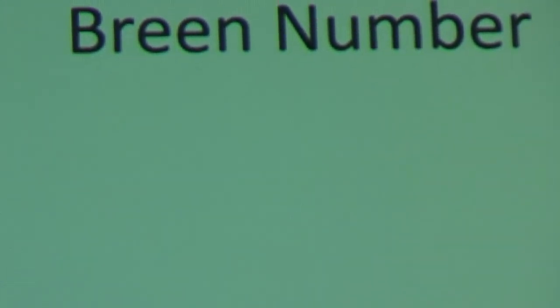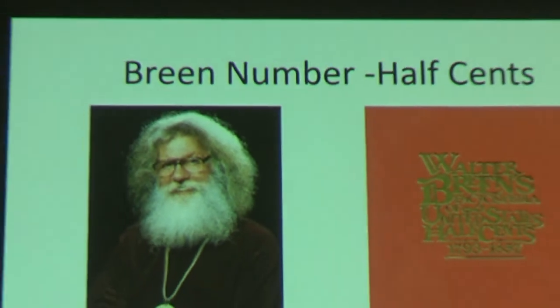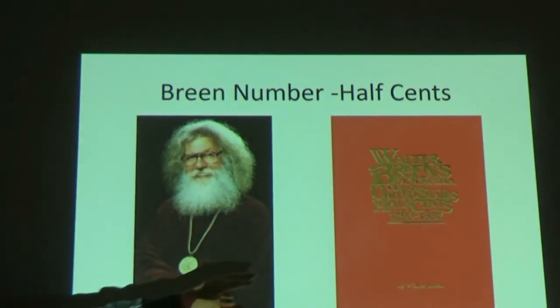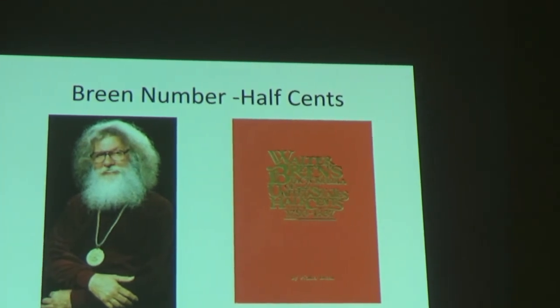Breen number. Complete Encyclopedia of U.S. Coins. Right, Bob has it, the Encyclopedia of U.S. Coins, and he also was famous for his catalog for half cents from 1793 to 1857.